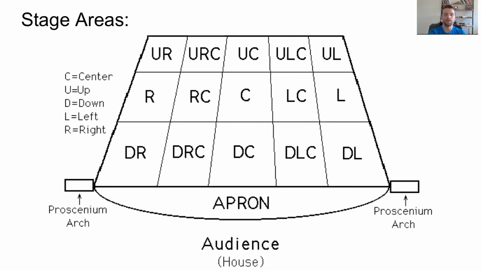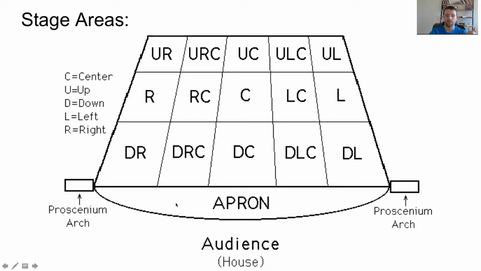So the first thing that's really important to wrap our heads around is the idea that there are different locations on a stage. Now, what we're looking at here is a bird's eye view, or a floor plan, essentially, of a stage broken into a grid. Down here, we have where the audience sits. This is known as the house, so sometimes we'll talk about the house of a theater.